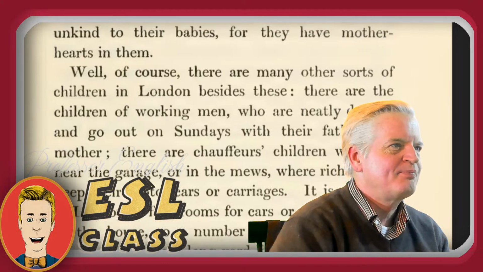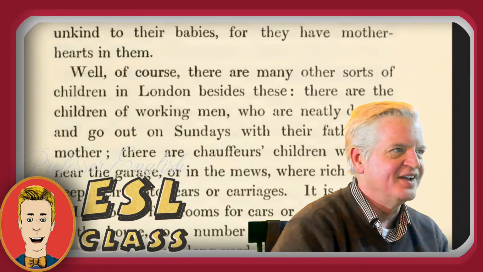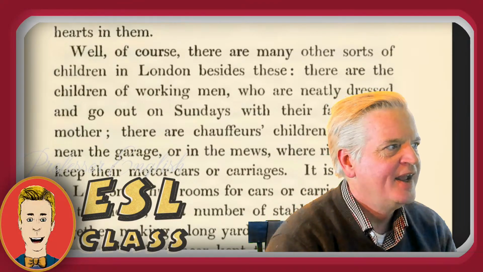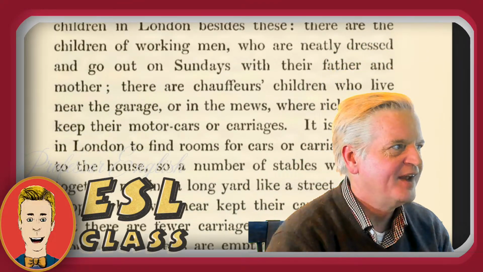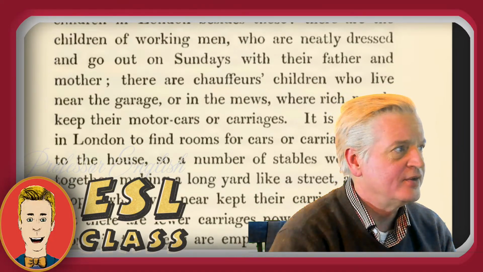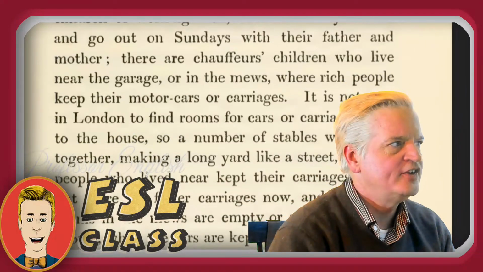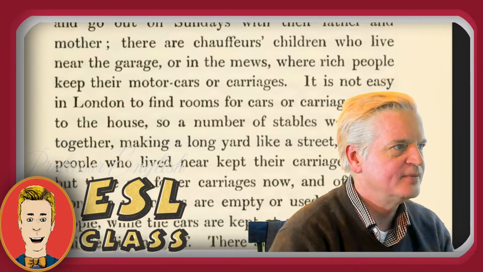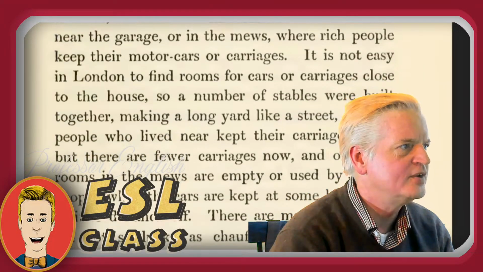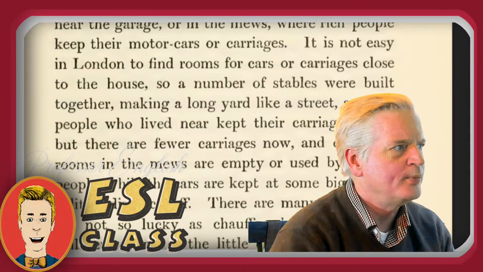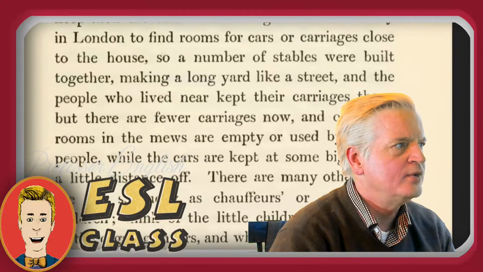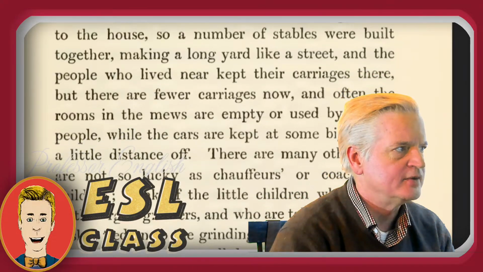Well, of course, there are many sorts of children in London besides these. There are the children of working men who are neatly dressed and go out on Sundays with their father and mother. There are chauffeurs' children who live near the garage or in the mews, where rich people keep their motor cars or carriages. It's not easy in London to find room for cars or carriages close to the house, so a number of stables were built together, making a long yard like a street, and the people who lived near kept their carriages there.